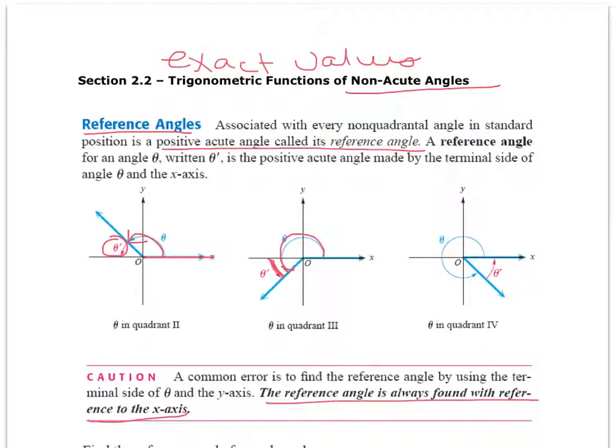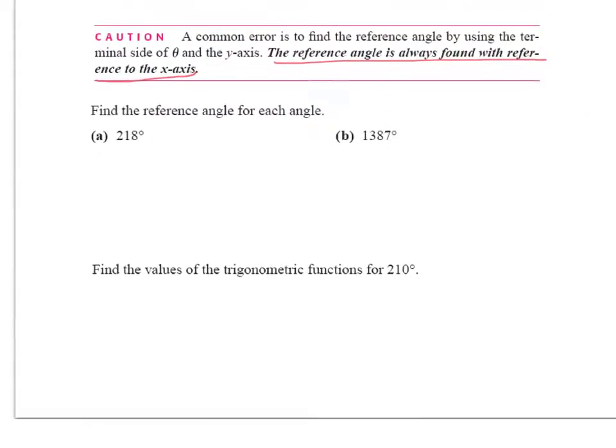Okay, from here, what you say is when you're looking in quadrant 1, it's going to be 180 minus theta. In quadrant 2, it's going to be theta minus 180. And in quadrant 3, you're going to wind up with 360 minus theta. So let's look at what we have down at the bottom with some examples.